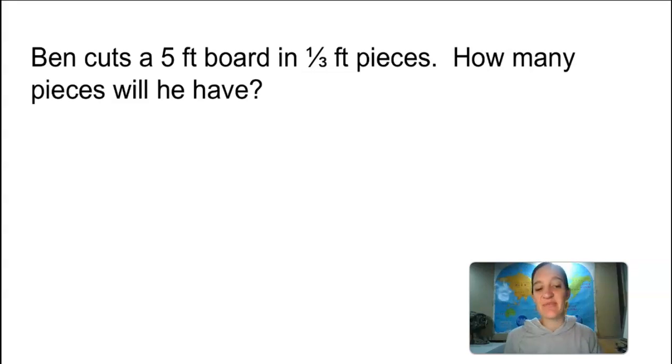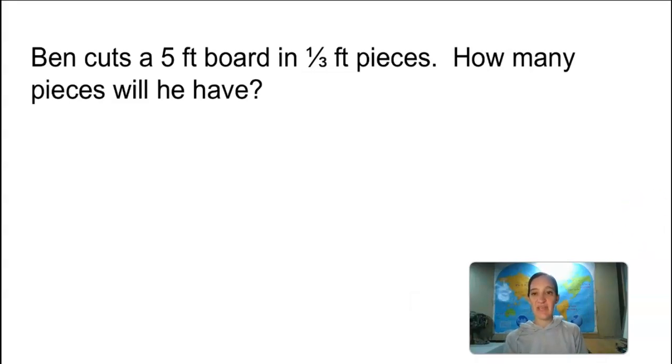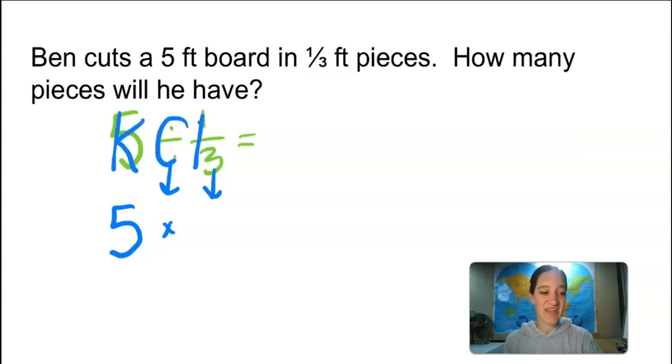So here's another example of when we'll divide. It's when we are cutting something up into equal pieces. In this example, Ben has a 5-foot board and he needs to cut it into 1/3 foot pieces for some project. And so they need to be exactly 1/3 foot in length. So we're going to put the 5 first because that is what we are dividing up. And we're going to divide it into 1/3 pieces. So we are going to keep the first number, change this to multiplication, and flip this. There's the keep, the change, and the flip.